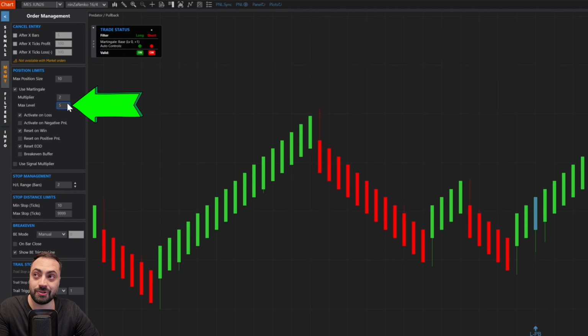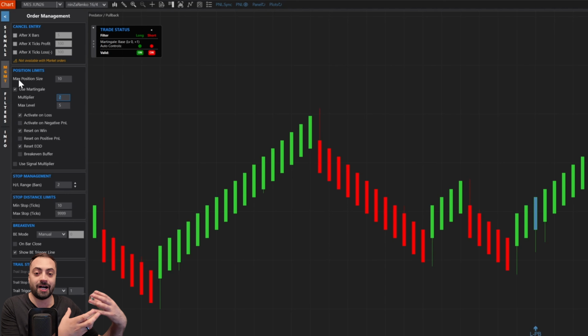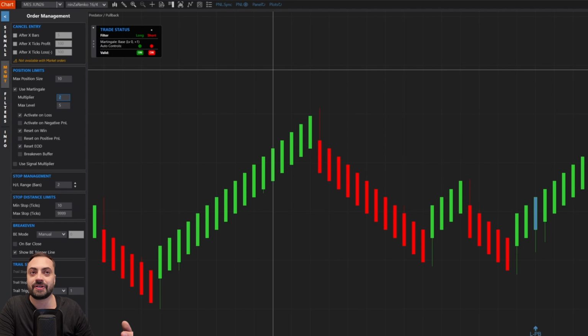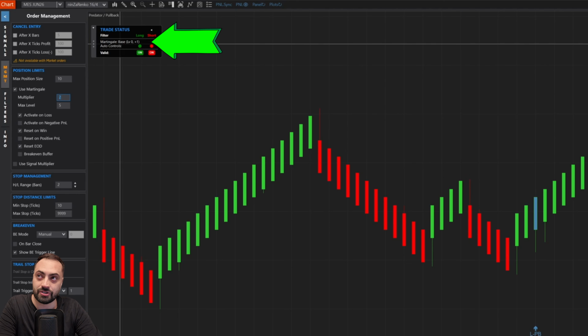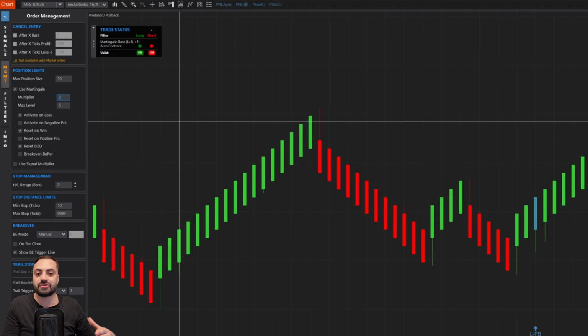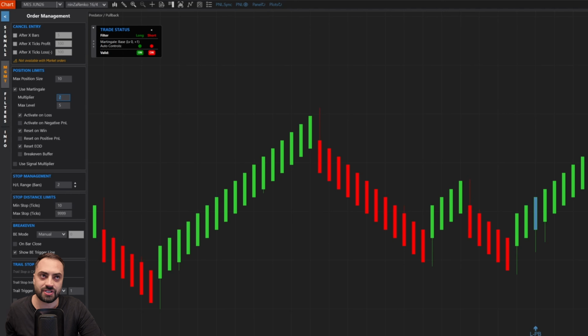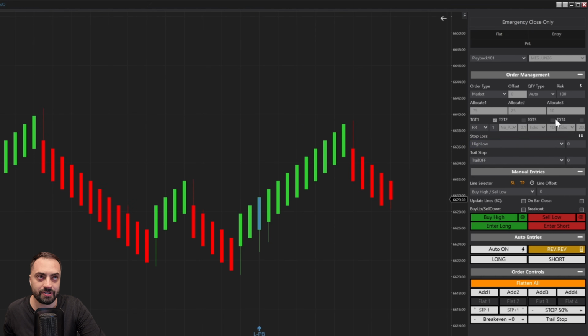Now, the max level is just how many times that position size can double. This max level does not mean it's only going to multiply by 5 times. What this means is it's going to allow it to double up to 5 times. So just as a quick example, we always start at level 0, and you can see it up here in your trade status right now. Level 0 is just your base position size. So whatever you set up here, that's what level 0 is going to enter with.